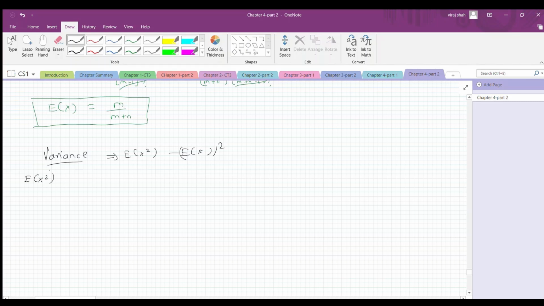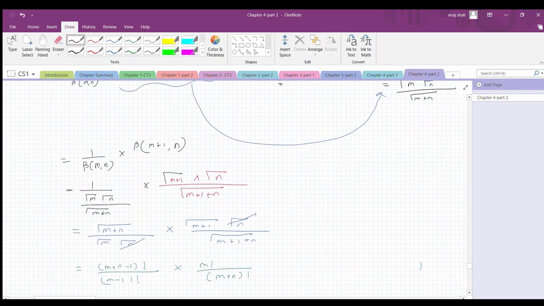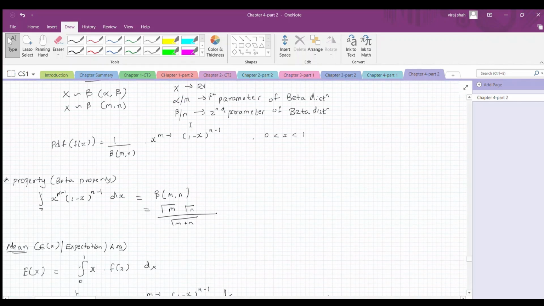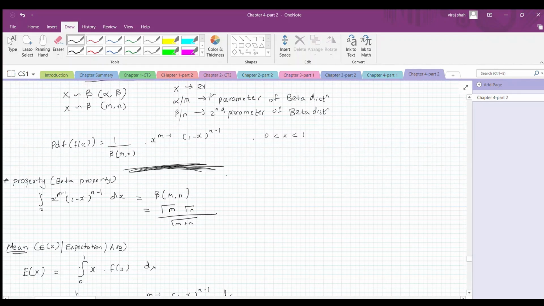Expectation of x square is nothing but x square into f of x summed over all the values of x. So what is the range of x? It is 0 to 1, right? So let us move ahead. Let me substitute the value of f of x. It would be nothing but this value, right? F of x, that is the PDF. So let me just copy paste it.